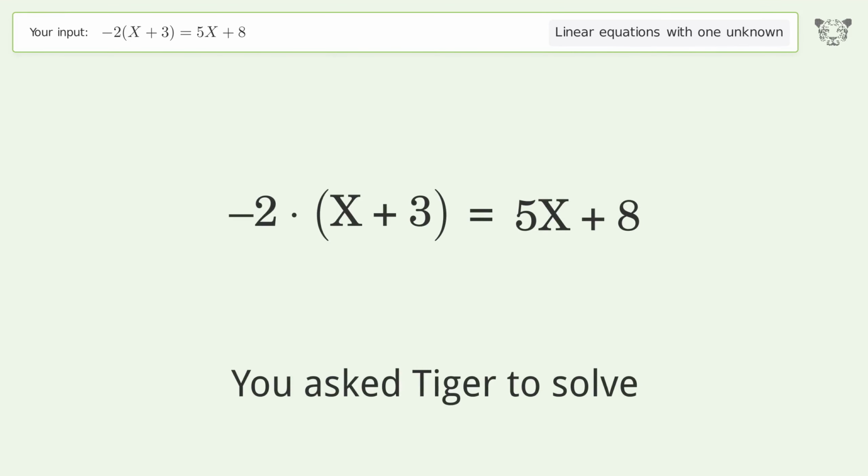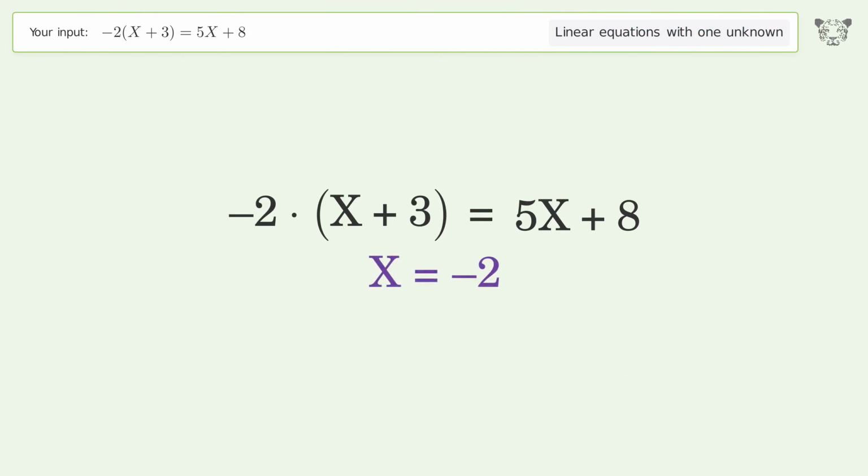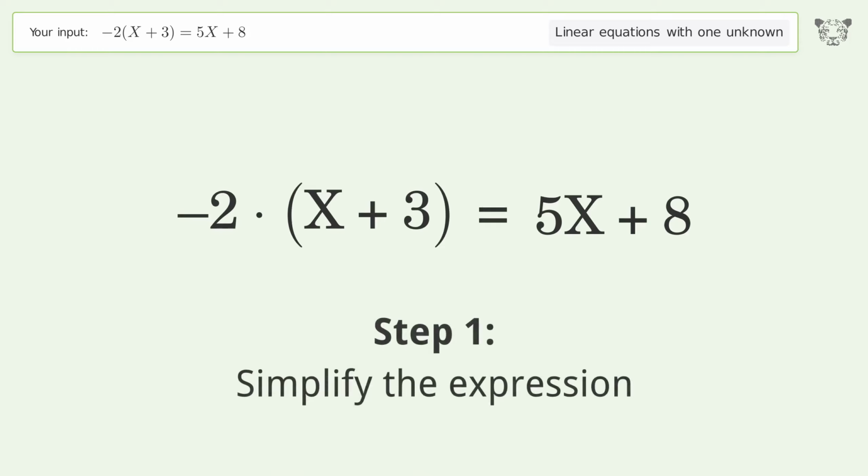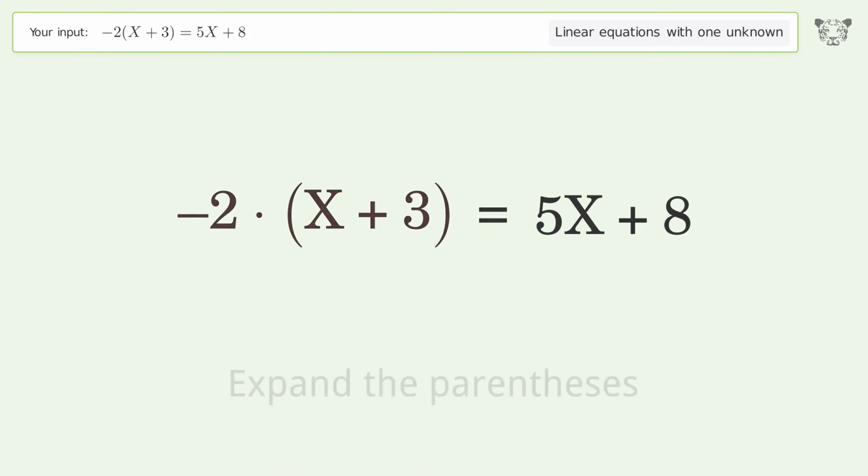You ask Tiger to solve. This deals with linear equations with one unknown. The final result is x equals -2. Let's solve it step by step. Simplify the expression. Expand the parentheses.